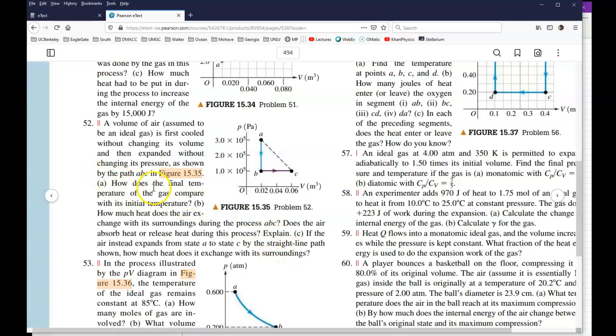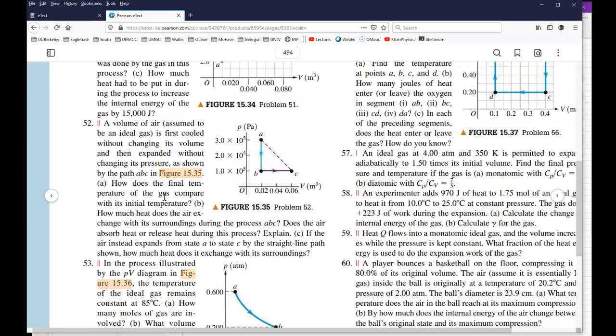A, how does the final temperature of the gas compare to its initial temperature? In other words, how does the temperature here, T sub C, compare with the temperature T sub A? One way to do that is to get the ratio. In other words, you want to get what is T sub A and what is T sub C. Get the ratio. That will be the easiest way to do it. Not the difference. When you say compare, that means get the ratio. Get that? So I want to get the ratio of that.